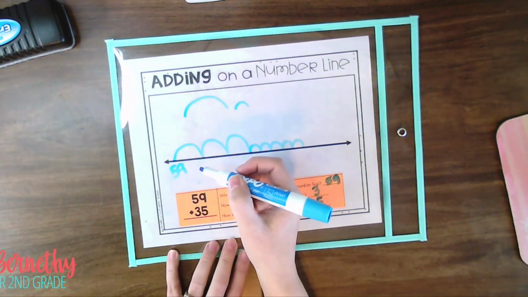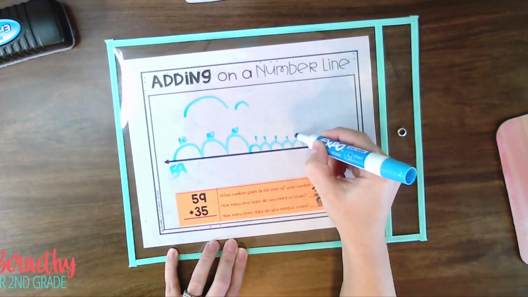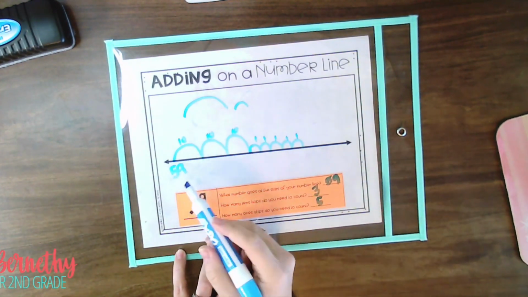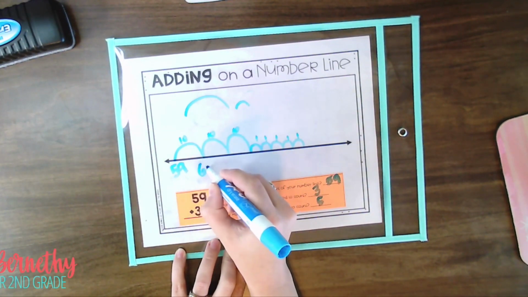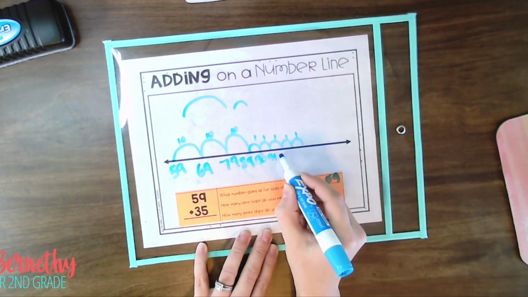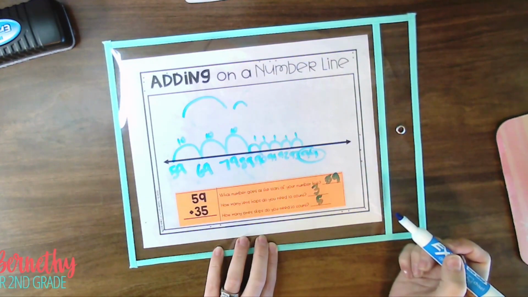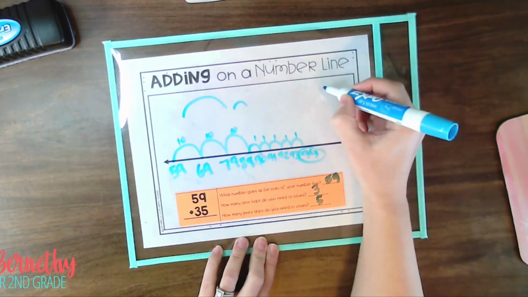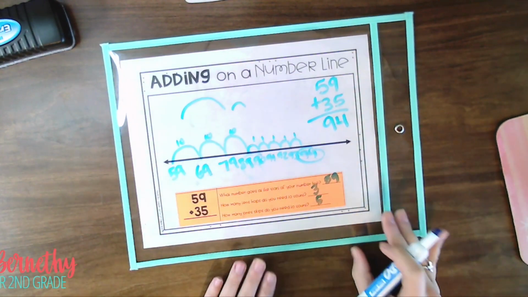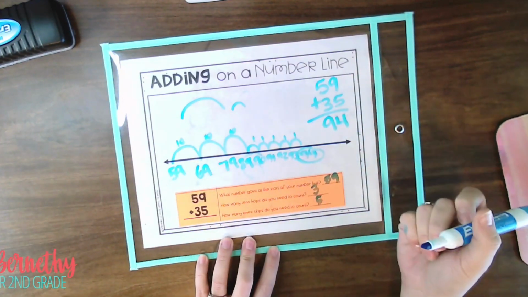Sometimes you might have your students write out plus 10, plus 10, plus 10, 1, 1, 1, 1, 1. Some kids will eventually get to the point where they don't need to write these numbers up here anymore. So it's going to be 59, 69, 79, 89, 90, 91, 92, 93, 94. So 59 plus 35 equals 94. And again, this is a pictorial representation because they can physically draw this out on paper.